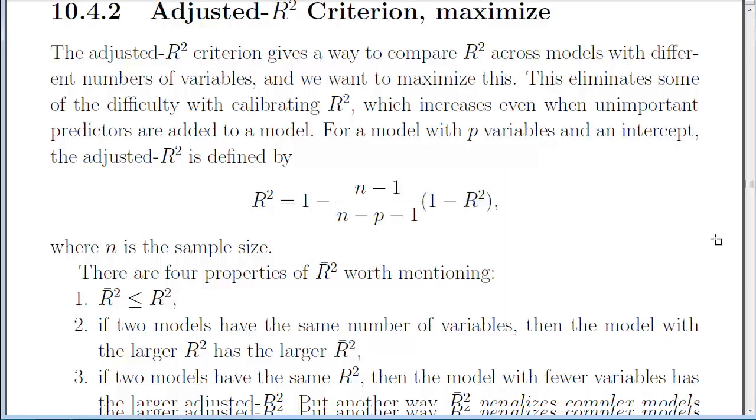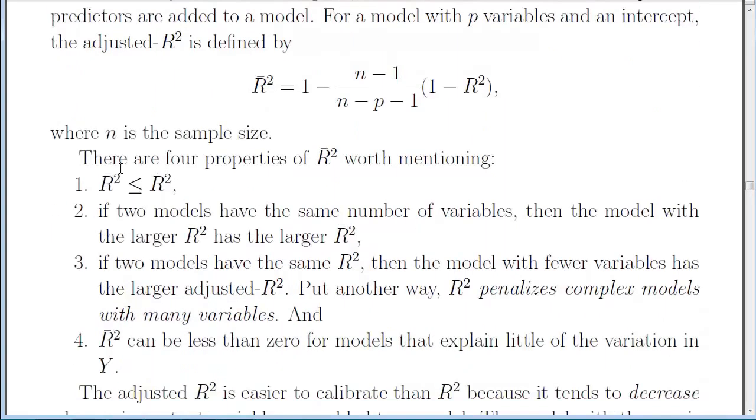So some properties of adjusted R-squared are that the adjusted R-squared will never be larger than R-squared. It's equal when P equals 0, and otherwise adjusted R-squared will always be a bit smaller because of this penalty. If two models have the same number of variables, then the model with the larger R-squared also has the larger adjusted R-squared. That's because you've got the same penalty out front.